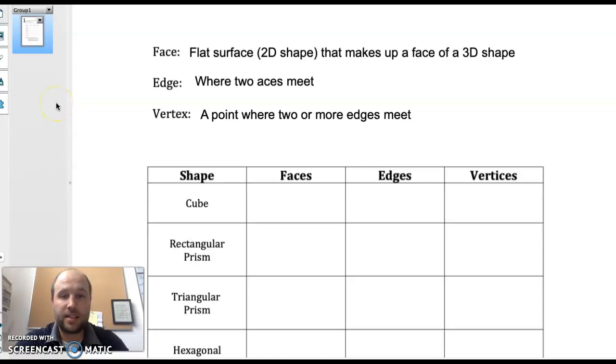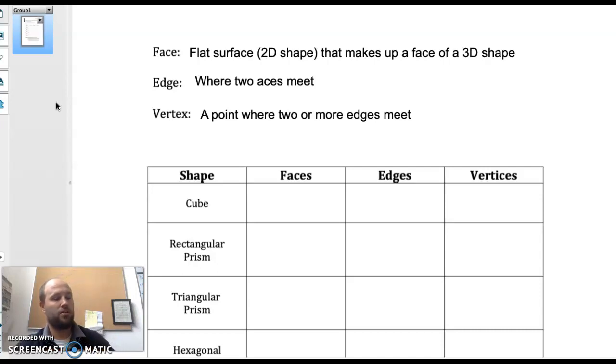You guys just got done taking a test on area for irregular and regular polygons, and we're moving on to 3D shapes. So we're moving on to surface area. We've got some geosolids here that are going to teach you different shapes that you can use in 3D.